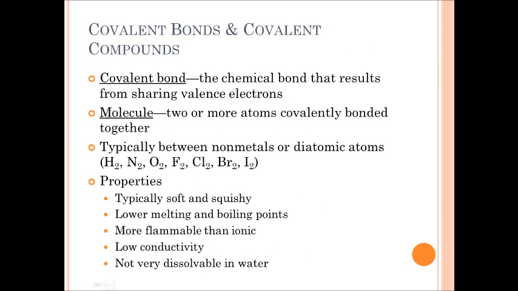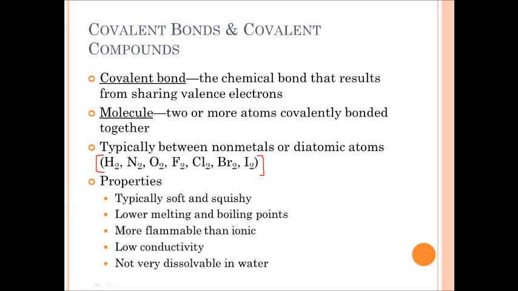Now, covalent bonds are slightly different than ionic bonds. Covalent bonds are ones that result from sharing of valence electrons versus transferring, because to create ions, you're actually transferring valence electrons. A molecule is 2 or more atoms that are covalently bonded together. Remember me saying earlier, we're going to use molecule and compound interchangeably. Typically, these are going to happen between nonmetals or diatomic atoms. This is very important: you need to know what your diatomics are.